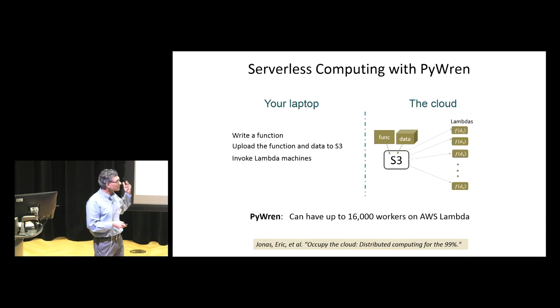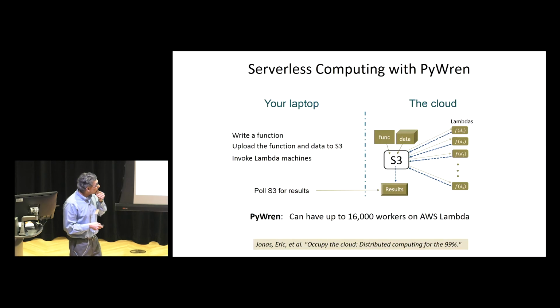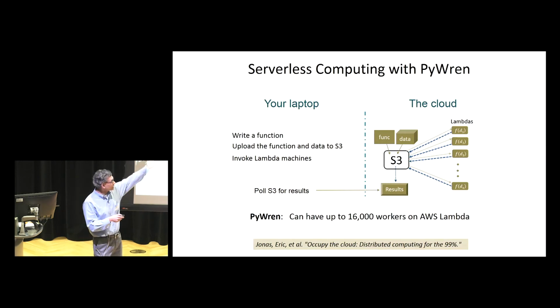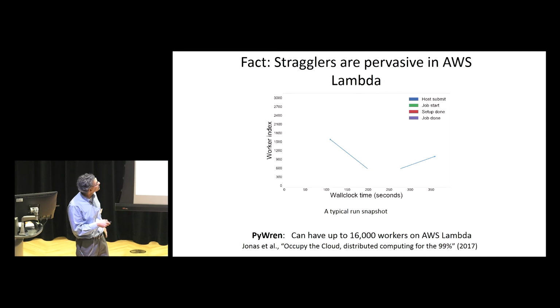And it's hidden from the user. You invoke these Lambda machines, so AWS Lambda are these small machines. After the function is done, you have to keep polling the main memory, S3, for the results to see if your answer is done. So that's the abstraction. This didn't come out very well, but the snapshot is that there are a lot of stragglers here.